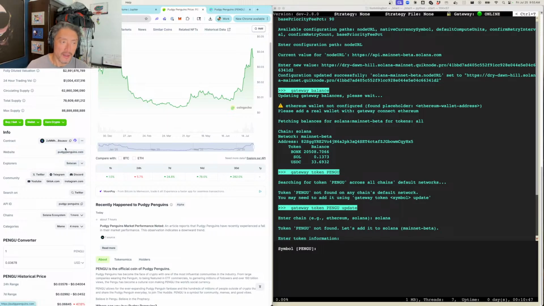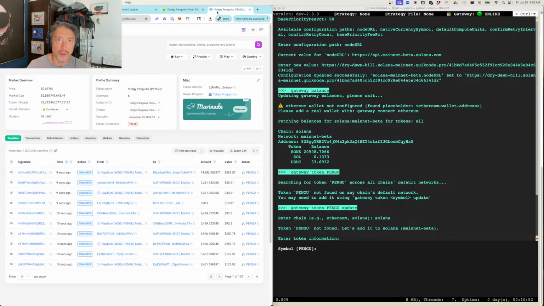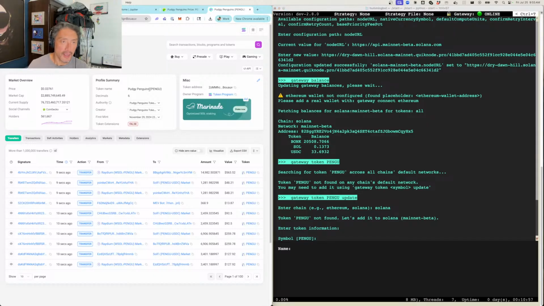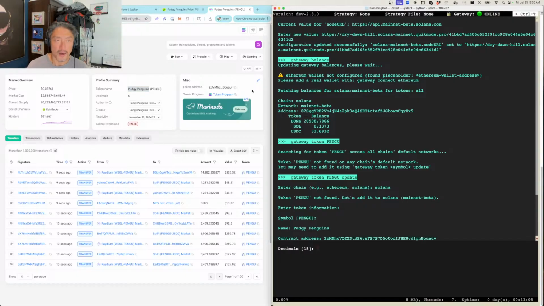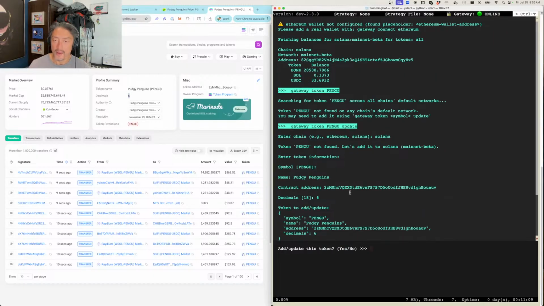That's why I clicked on the one that was in CoinGecko, and from here I can get the symbol, which is Pengu, the name, which is Pudgy Penguins, the contract address, which I can get from here, the decimals, which is 6, and then now there's a confirmation where I can add or update this token into the list. This token list will be added. Actually, I should probably put the list name here.